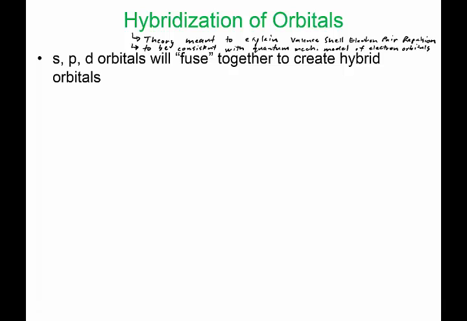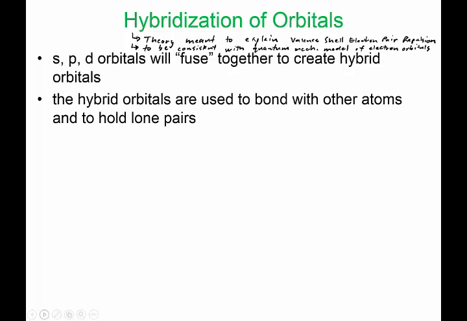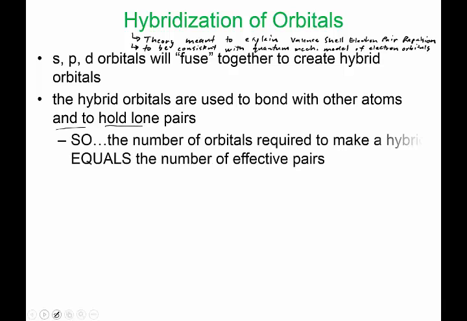Okay, so s and p orbitals fuse together and make hybrid orbitals, and this promotes the type of shapes that they make. Hopefully with some pictures, I can try to explain that further. So the hybrid orbitals are used to bond with other atoms and to hold lone pairs. What this means is the number of orbitals required to make a hybrid equals the number of effective pairs.